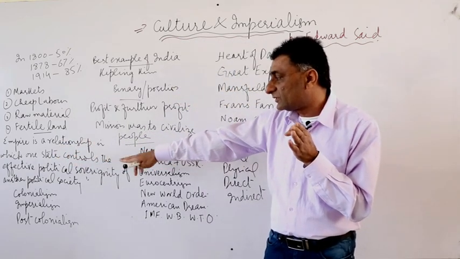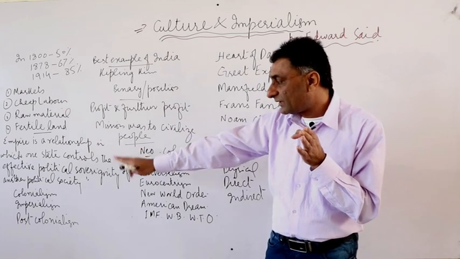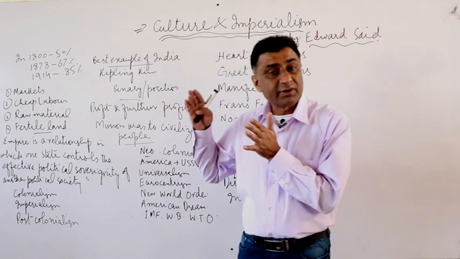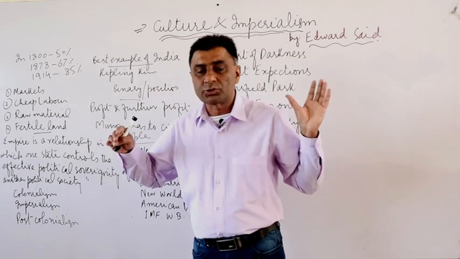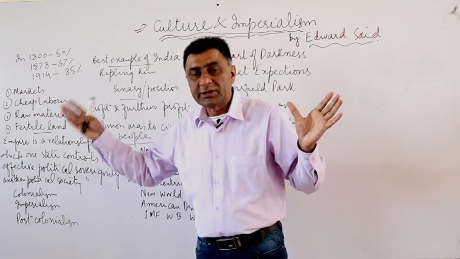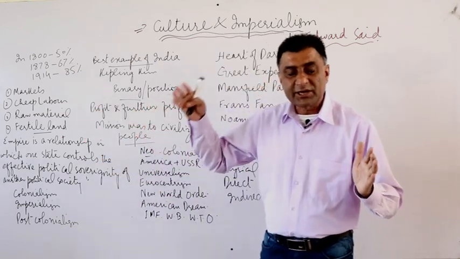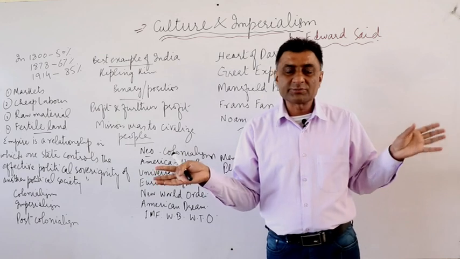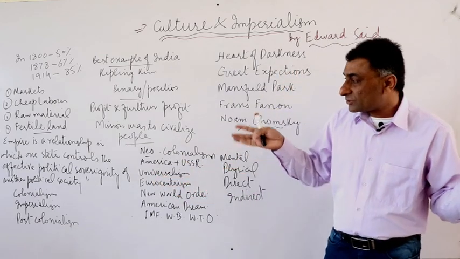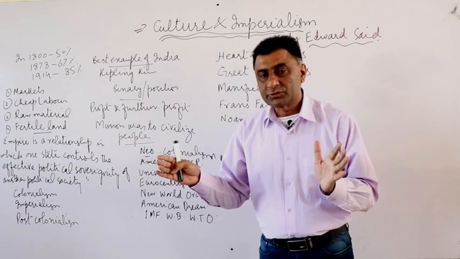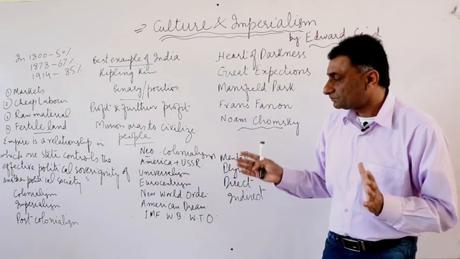Empire is a relationship in which one state controls the effective political sovereignty of another political society. It means one society is going to control the other society. The dominating one is going to control the dominated one. The exploiters are going to control the exploited one. So they are superior and the colonized are inferior. So this is called imperialism.